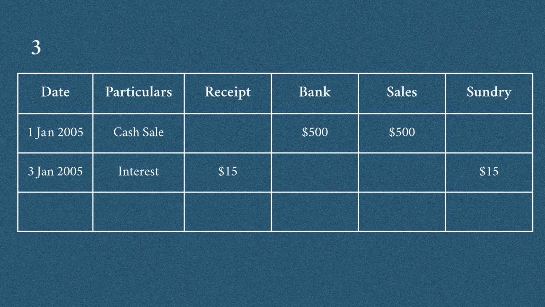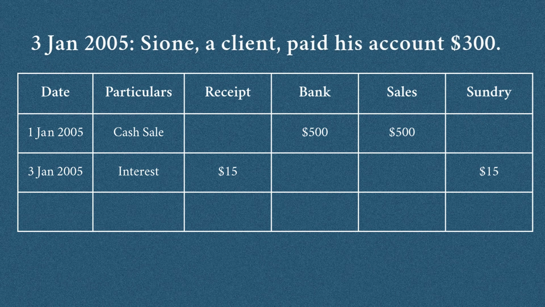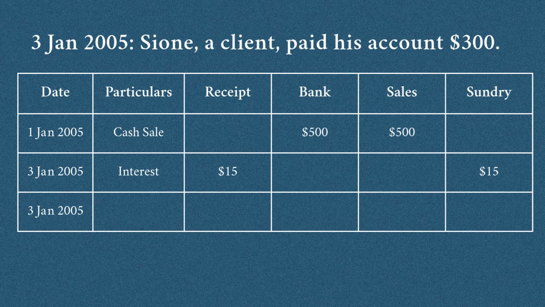This next transaction took place on the same date. Here, Sione, a client, paid his account, or in other words, Sione paid the amount he owes the business, which is 300 tala. Again, the date should be recorded under the date column, that is the 3rd of January 2005. The particular should be Sione, which is the name of the person whom the business received cash from. The 300 tala should be recorded under the receipt column together with the 15 tala amount for interest, given that this transaction occurred on the same date. Then, 300 tala under the sundry column, as this is the only transaction about a client paying off his debts.